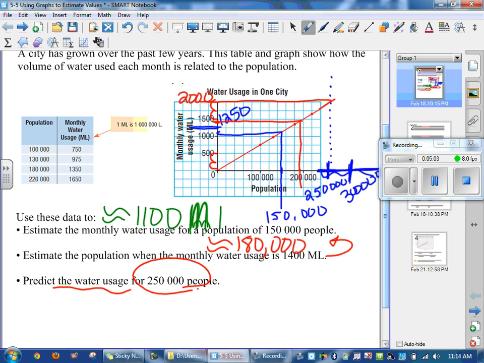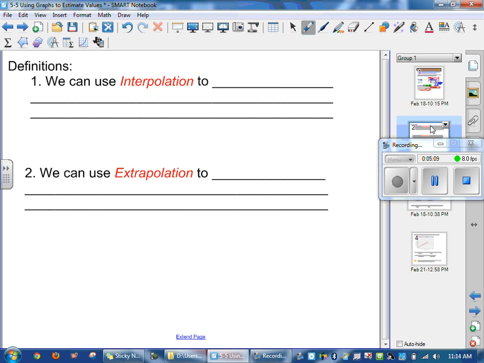Okay, do you see how to find data in a graph? We're going to do that a few times. But we need to know what it's called. It's called interpolation and extrapolation. Well, what is interpolation? That is finding information. So we're going to find information inside or within the graph boundaries.